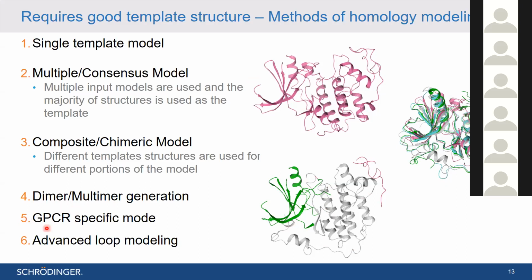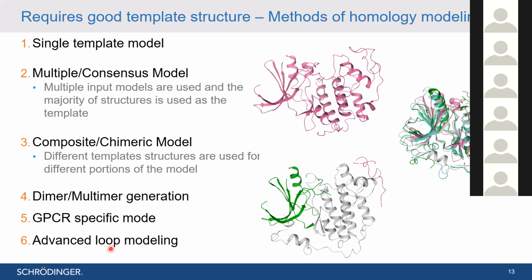There is a method for GPCR specific modeling, because GPCRs are transmembrane structures, and they need a specific treatment. So specific treatments need to be incorporated in the software, and with Schrodinger you have that option available for GPCR specific homology modeling, and most of the software lacks such an option.